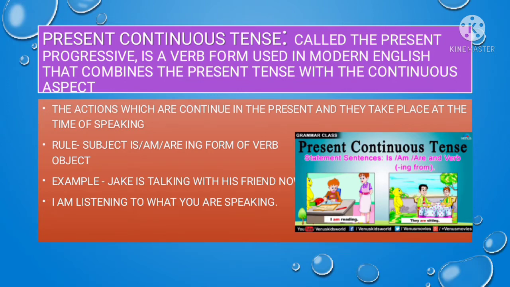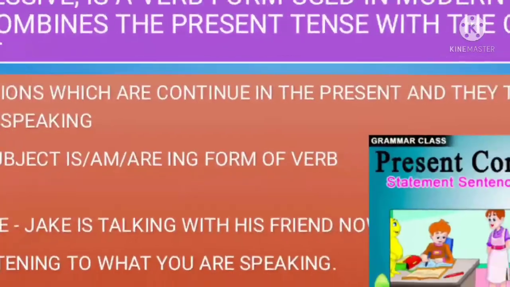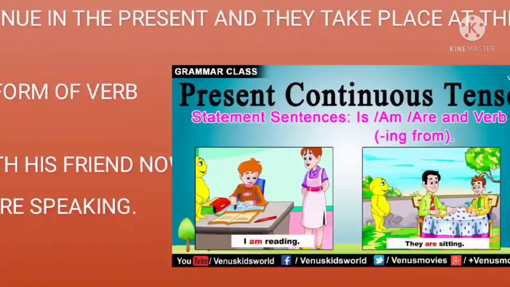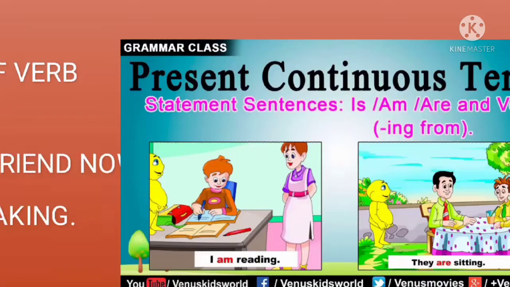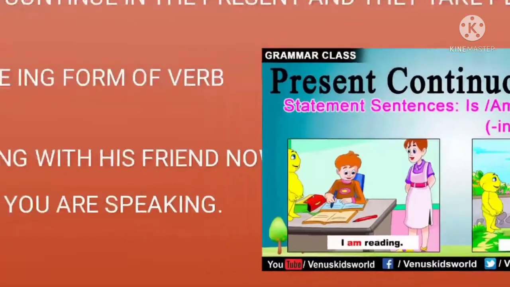The form of present continuous tense is subject plus am, is, or are plus the ing form of the verb. According to the subject, we use is, am, or are plus the verb form. Since it's continuous tense, we use the ing form of the verb. We can see also in the picture: I am reading, and that boy is reading there. They are sitting. The action is going on while speaking.